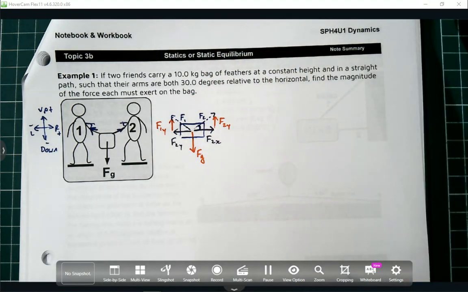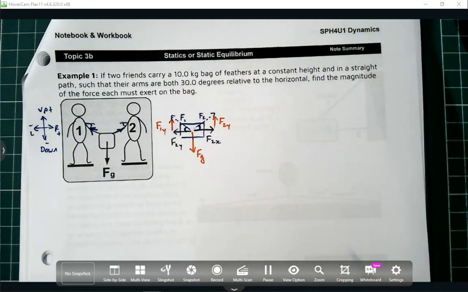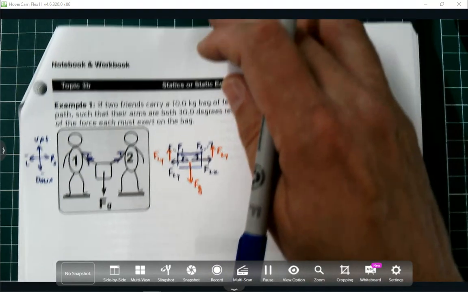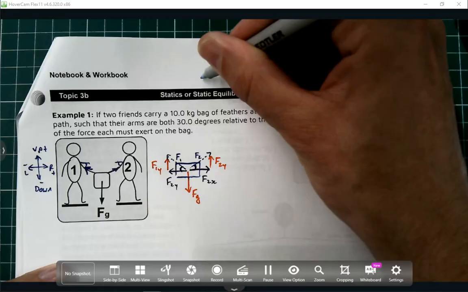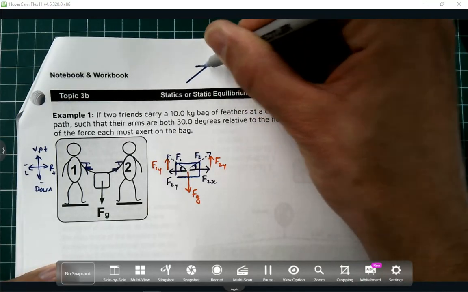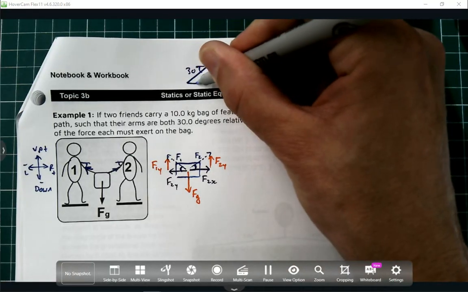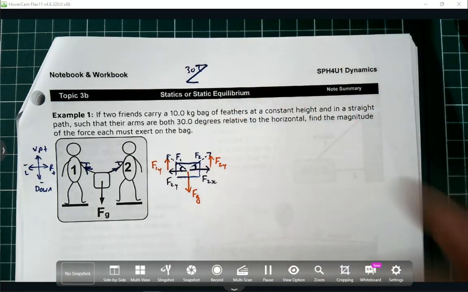We said that the arms are 30 degrees relative to the horizontal. Now here I am drawing 30 degrees relative to the horizontal here. And people say, well, the hands aren't down there, the hands are up top. Let's just make sure that we know why that's 30 degrees. You know that if this is the person's arm reaching down at an angle 30 degrees below the horizontal, then there's a Z pattern thing going on, right? Yep.